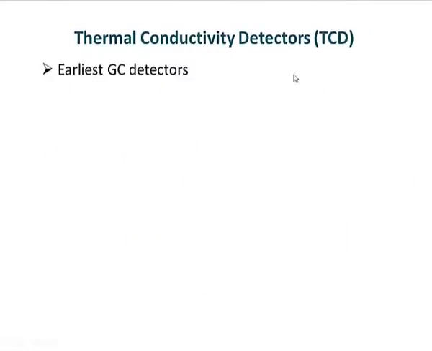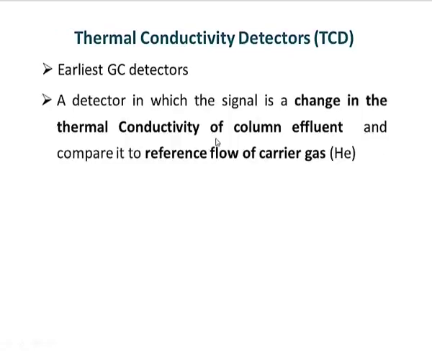So, what happens is TCDs, for example, are the earliest gas chromatographic detectors, and they basically measure the change in thermal conductivity of a column effluent. In these cases where TCD detectors are used, you generally have a reference carrier gas such as helium, which has a high thermal conductivity. So, as soon as an analyte is coming out with helium, that thermal conductivity is disturbed, it becomes less, and that signal is actually caught and recorded.